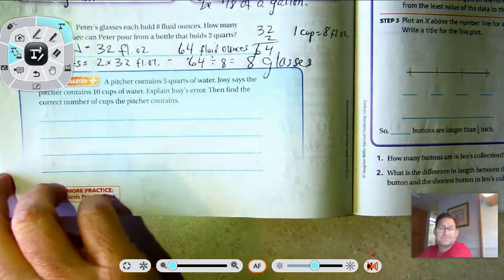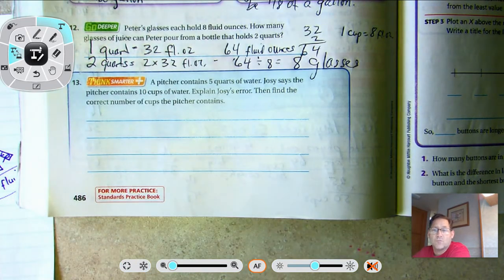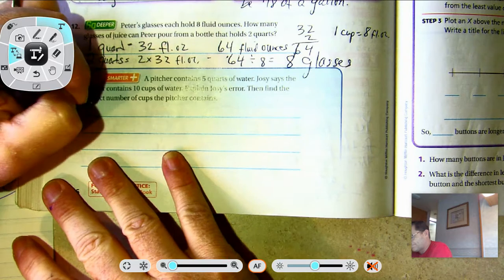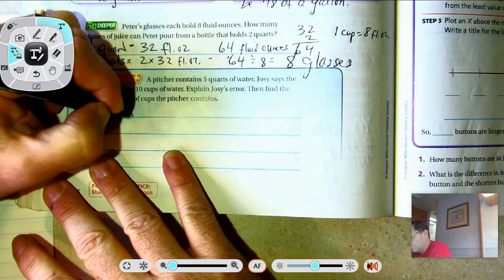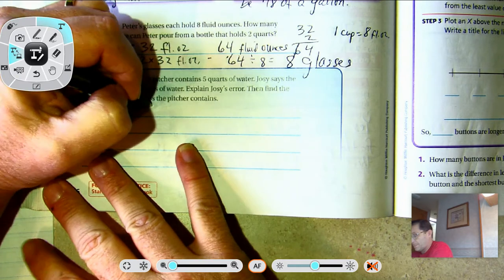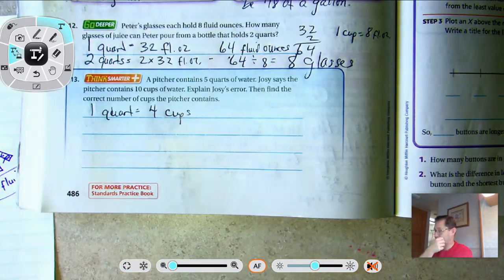And 13. A pitcher contains 5 quarts of water. Josie says the pitcher contains 10 cups of water. Explain Josie's error. Then find the correct number of cups the pitcher contains. Well, every quart, one quart equals 4 cups.